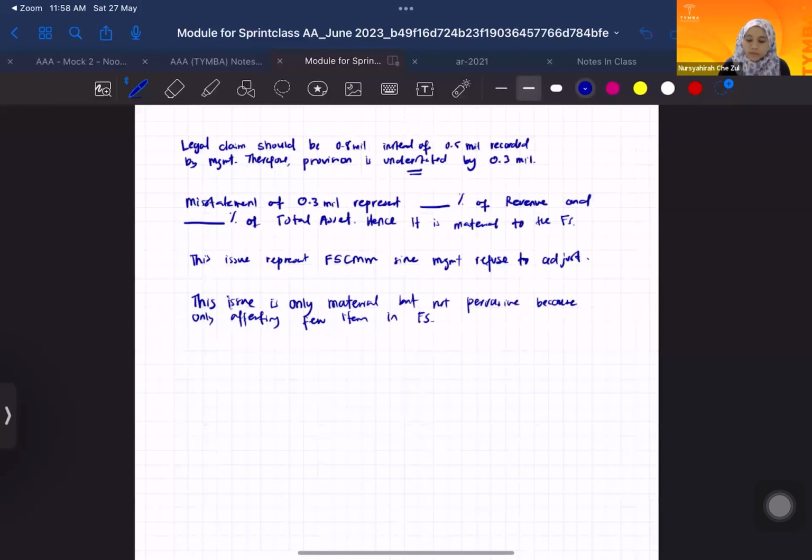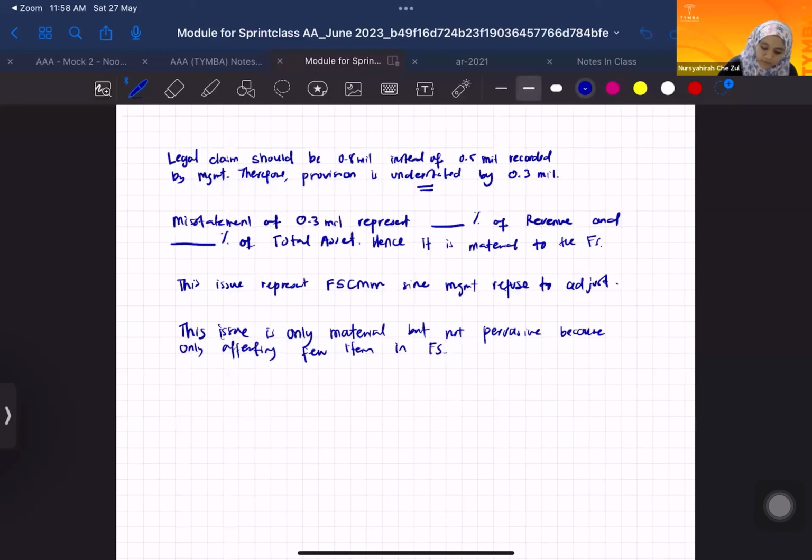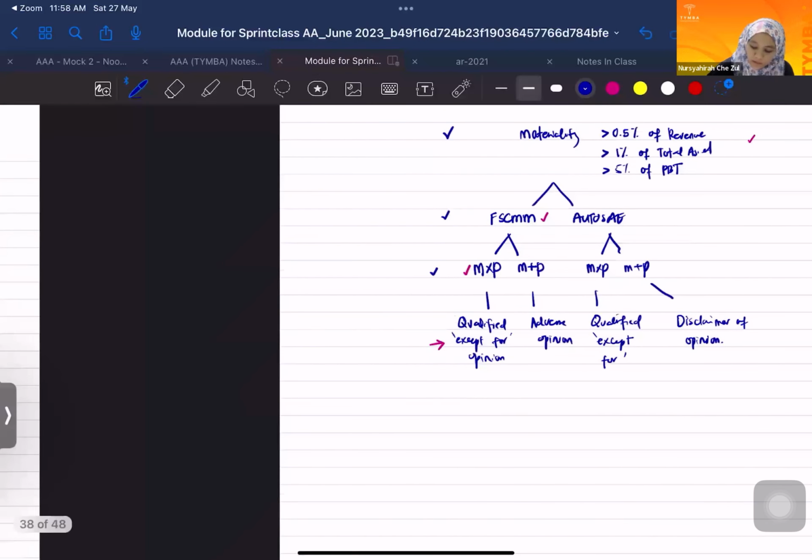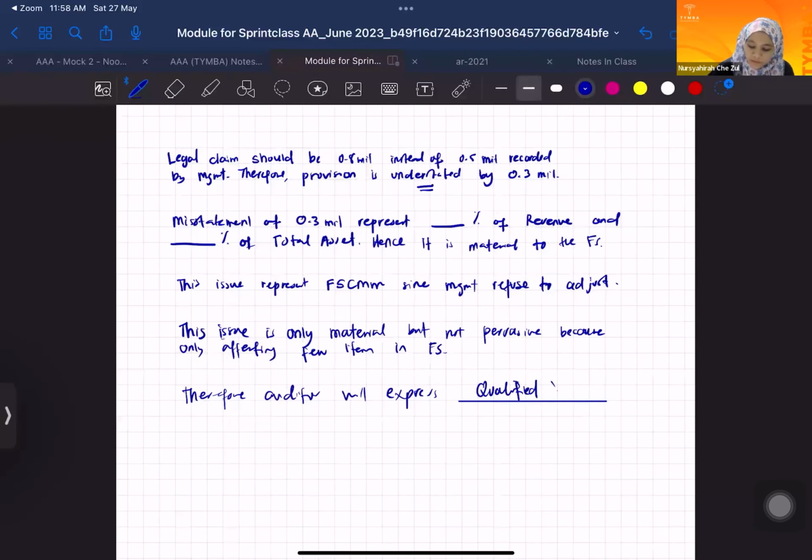Okay, so this issue is only material but not pervasive. Therefore, what opinion will the auditor express as per the guideline? In this case, we will express a qualified opinion. Please include "except for", because if you mention "qualified opinion" only, it is wrong.